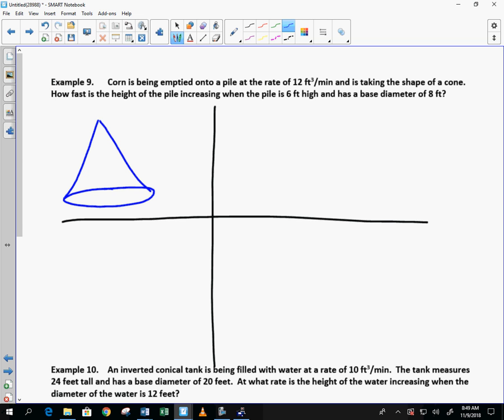Okay, what's changing? You tell me everything is changing. Height, time, volume, diameter. Everything's changing, isn't it? There's nothing that's really remaining constant in this problem at all, is there? Yeah. What? Corn. We are continuing to pour corn. That is remaining constant. Very good.